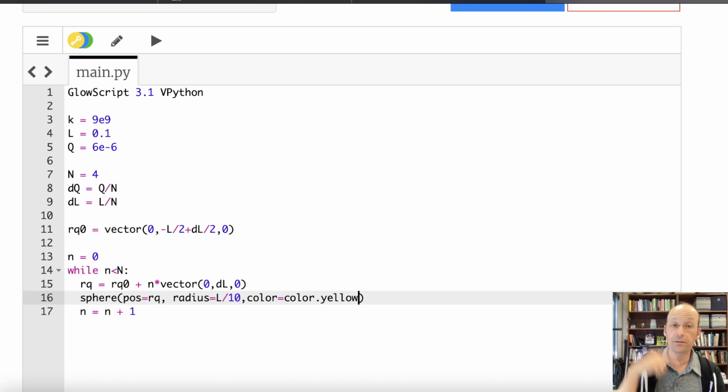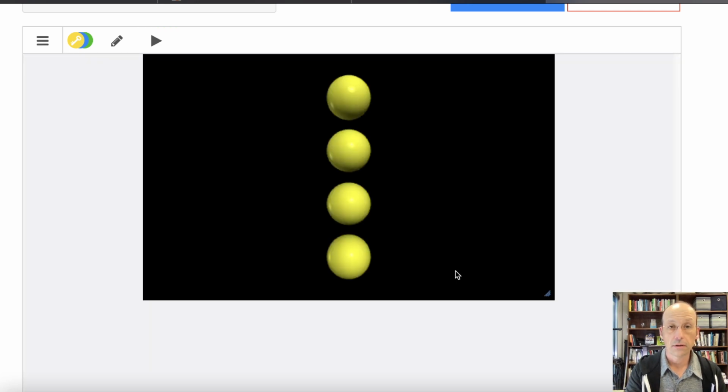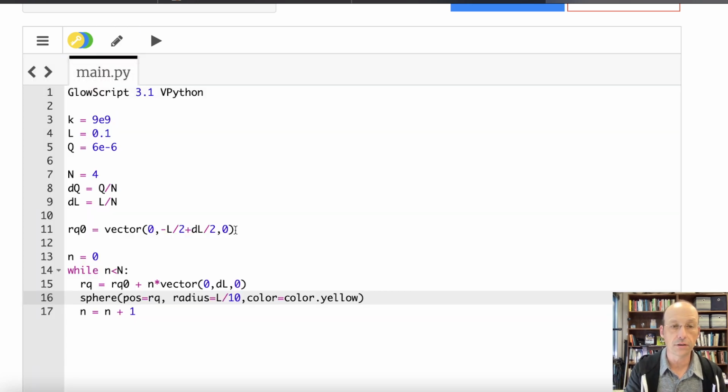So that's going to put a sphere there. It's going to move to the next piece, and then that's it. So let's run this and see if we have 4 spheres. Hopefully that will work. There you go. Okay, that's my rod, right? That's 4 spheres.